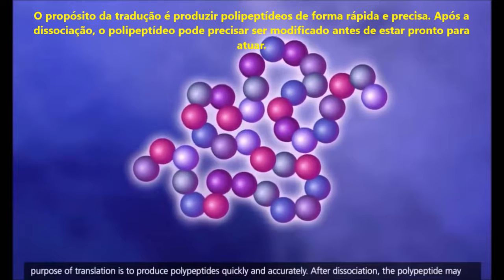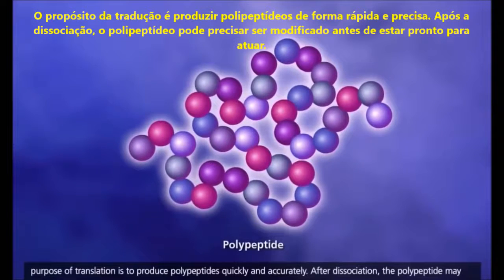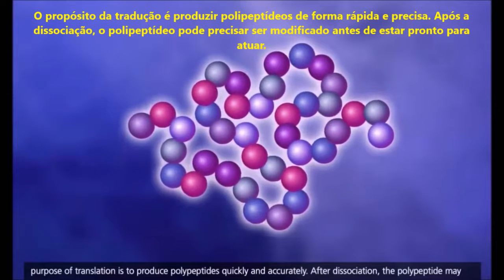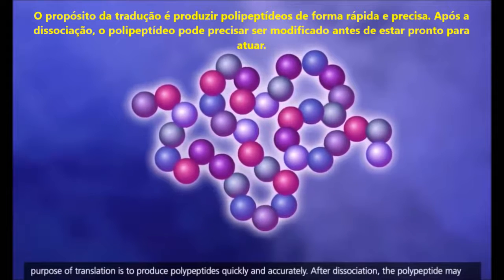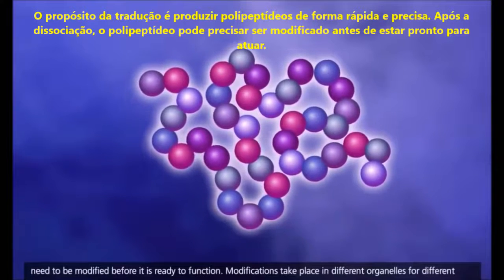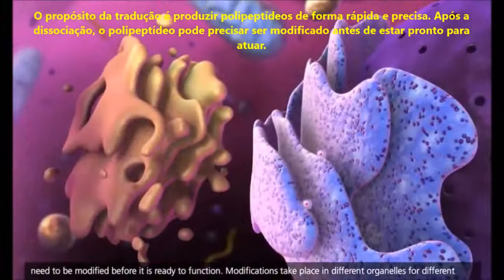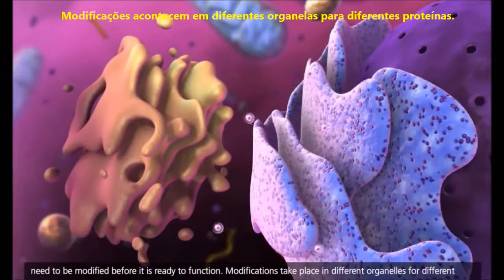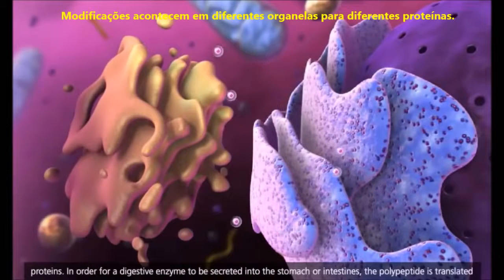The purpose of translation is to produce polypeptides quickly and accurately. After dissociation, the polypeptide may need to be modified before it is ready to function. Modifications take place in different organelles for different proteins.